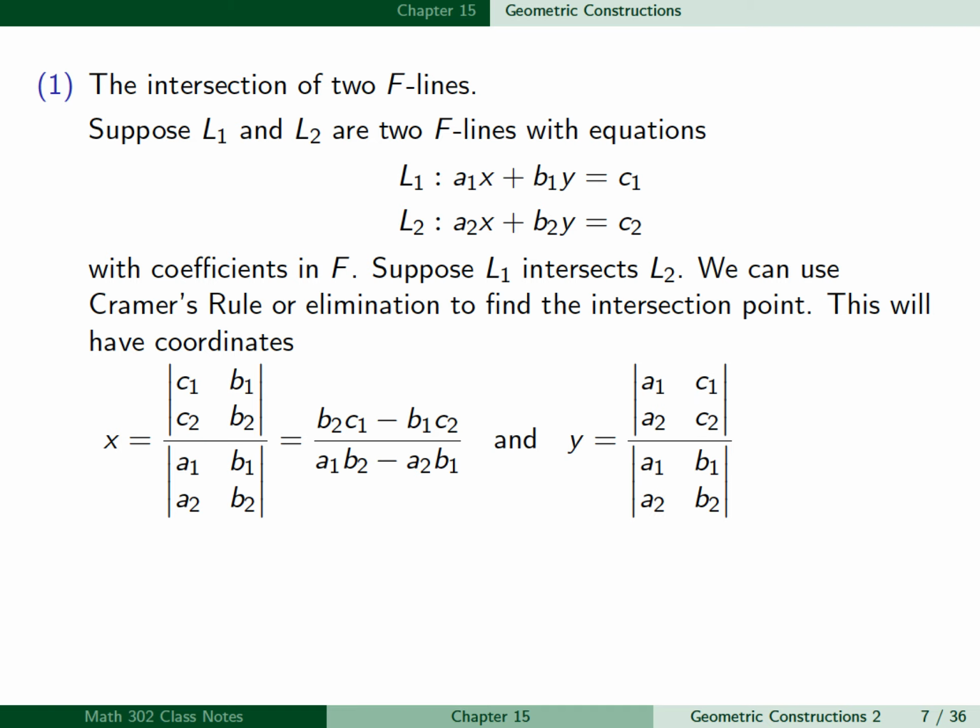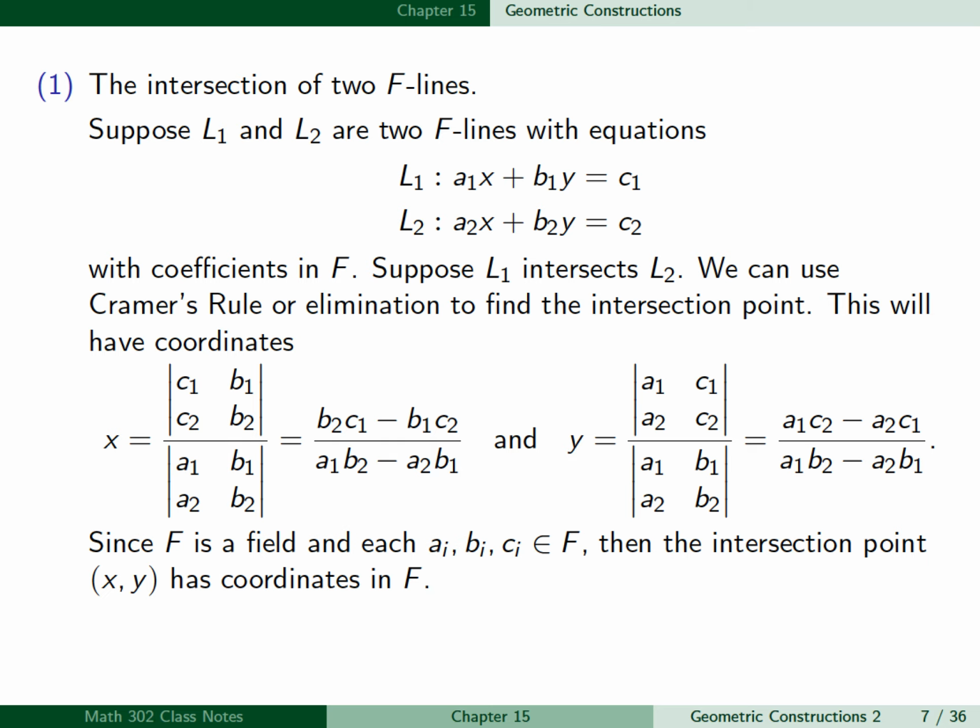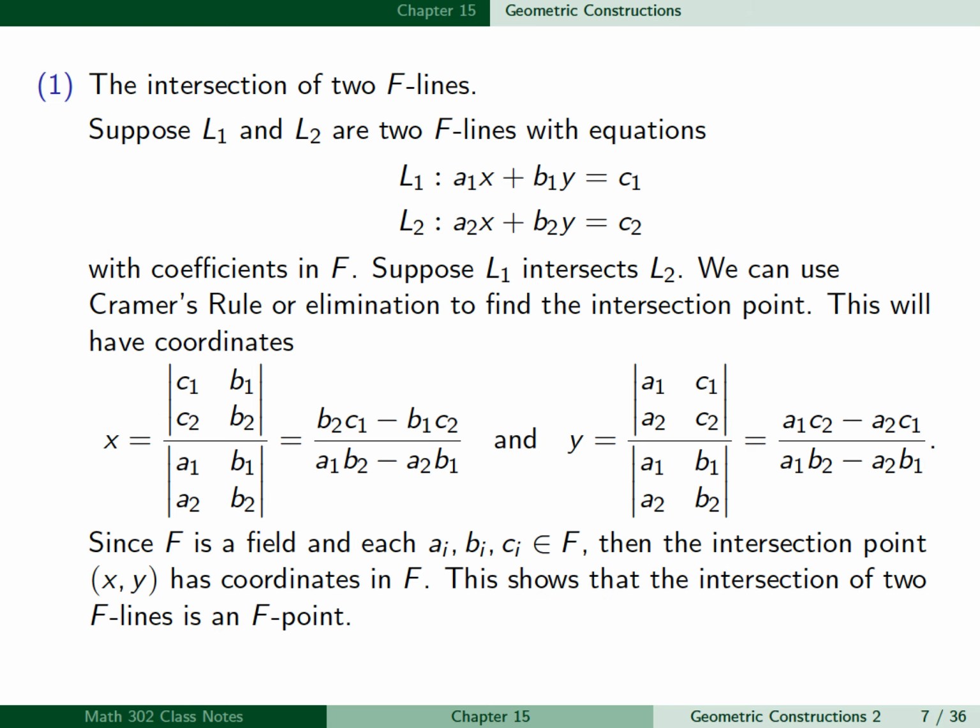And the y-coordinate will be the determinant of A1, C1, A2, C2 over the determinant of the coefficient matrix A1, B1, A2, B2, which is equal to A1 C2 minus A2 C1 over A1 B2 minus A2 B1. Now, since F is a field and each Ai, Bi, and Ci belong to F, then the intersection point (x, y) has coordinates in F. So this shows that the intersection of two F lines is going to be an F point.